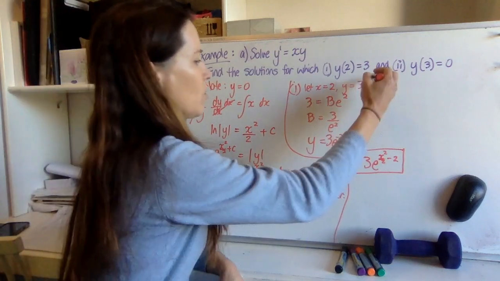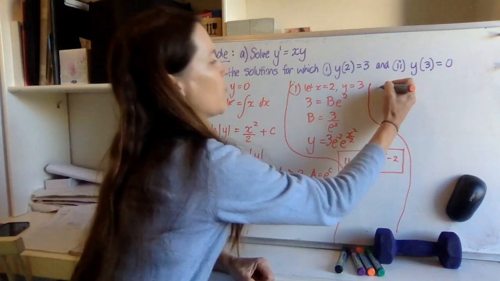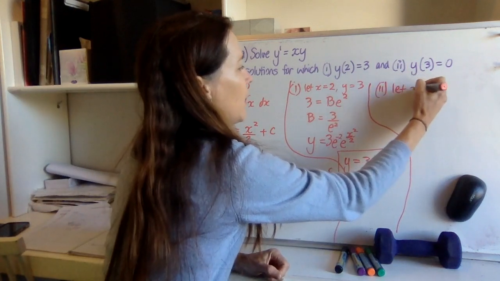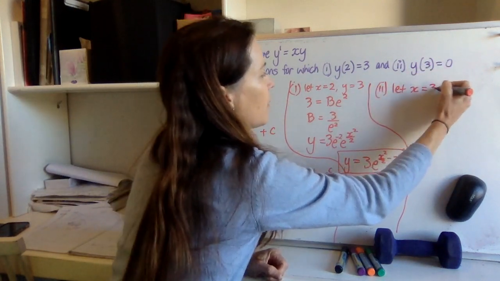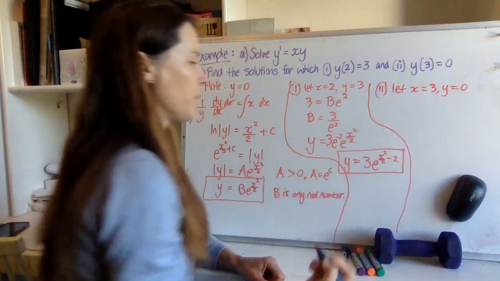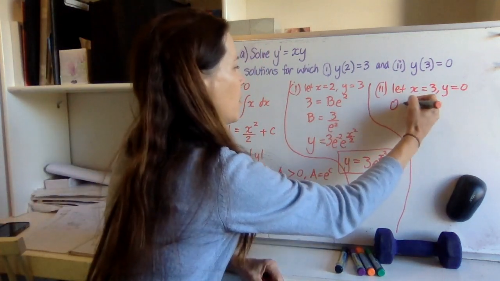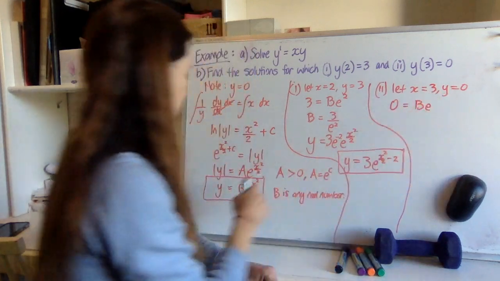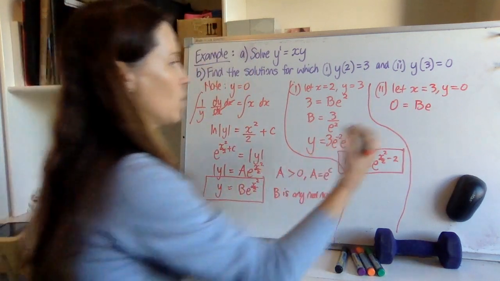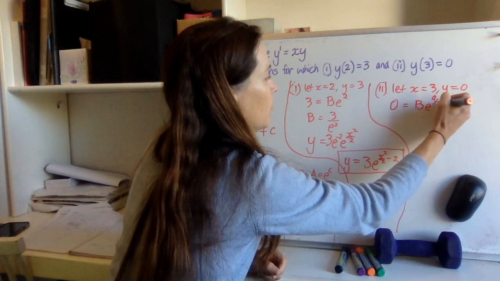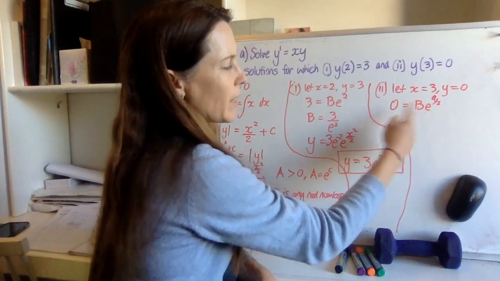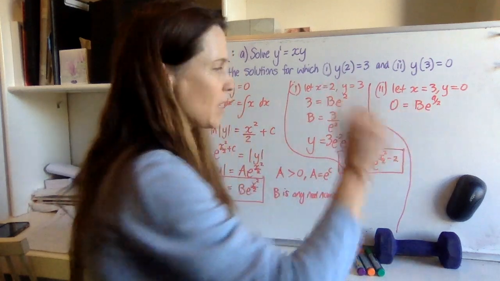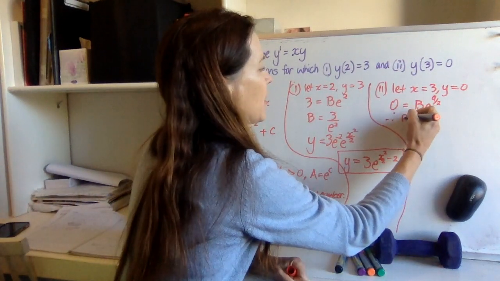For part 2, I'm sort of running out of space here. I need a bigger whiteboard, but you've got plenty of room on your page. Let's let x equal 3 and y equal 0. So subbing that in, we've got 0 is equal to b e to the 9 over 2. Now, if two things are multiplied together to make 0, one of them has to be 0, and this part can't be, so this part must be. So therefore, b is equal to 0.